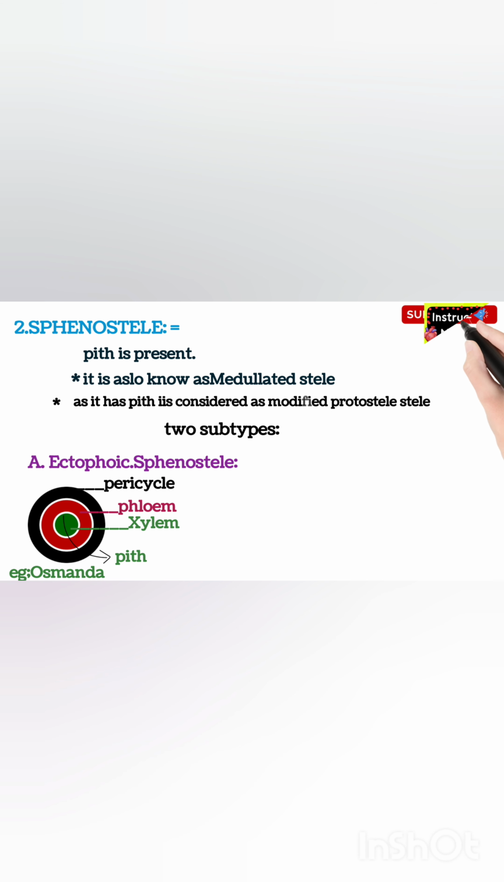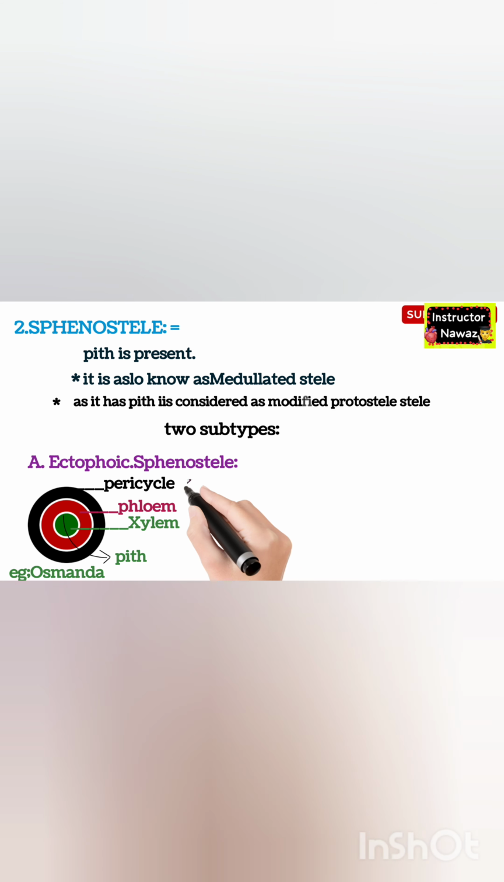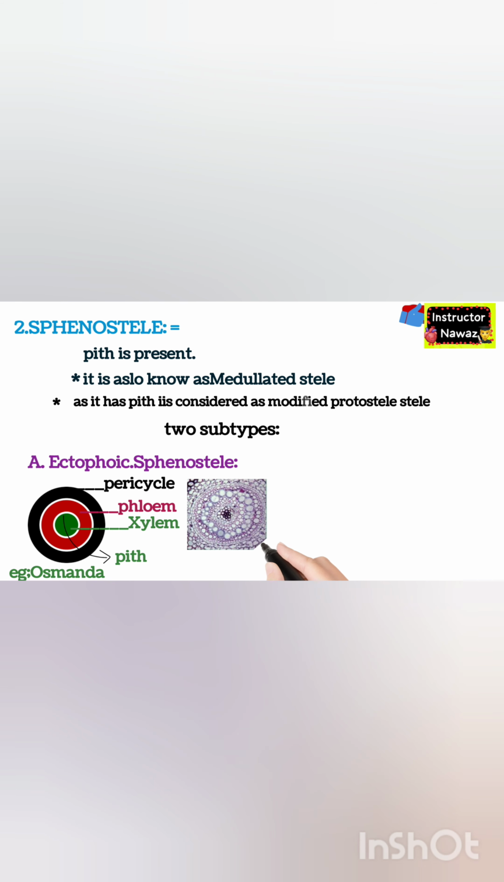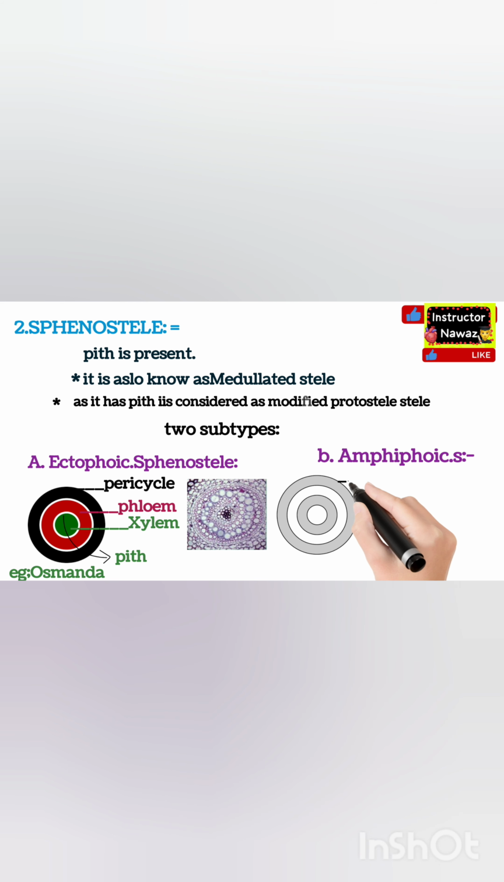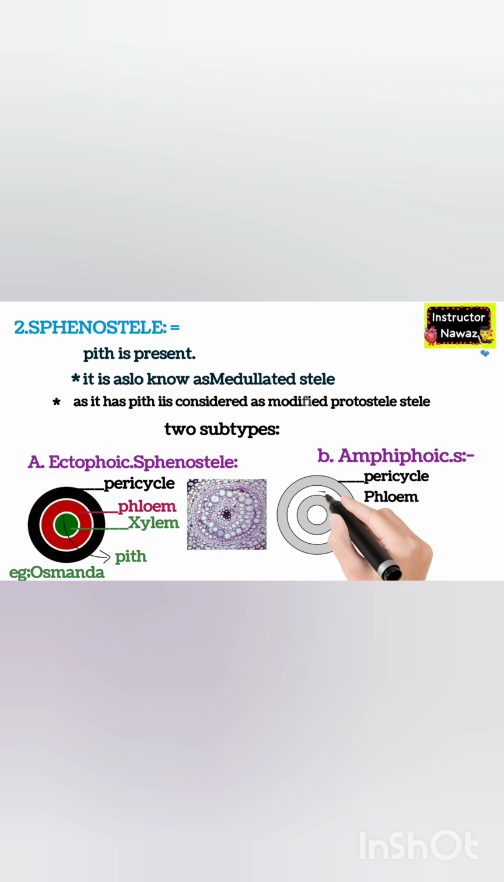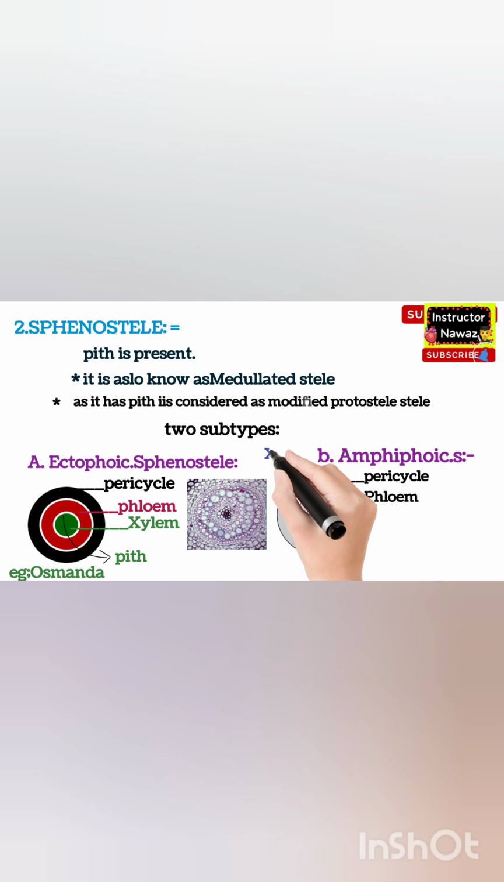The second type of siphonostele is called amphiphloic siphonostele. Let me write it here. Amphiphloic siphonostele, as the name indicates, has a diagram like this. It has the outermost covering pericycle. Now this is a very distinctive character. It has two phloem rings, this one and this one, inside and outside of the xylem.